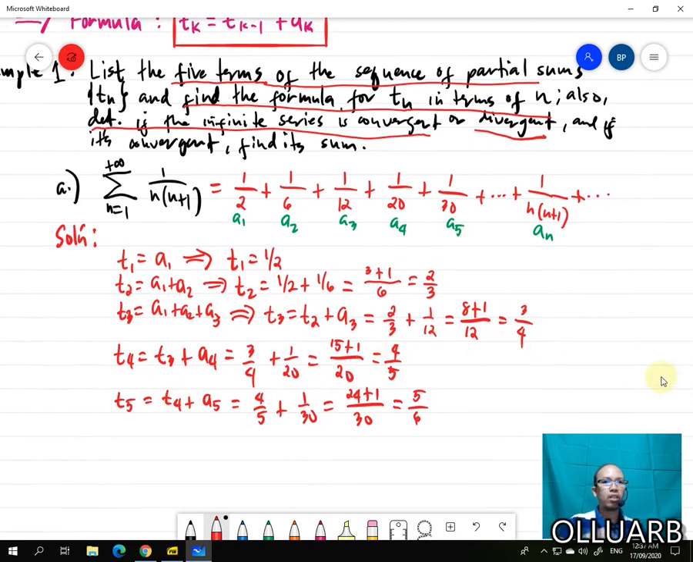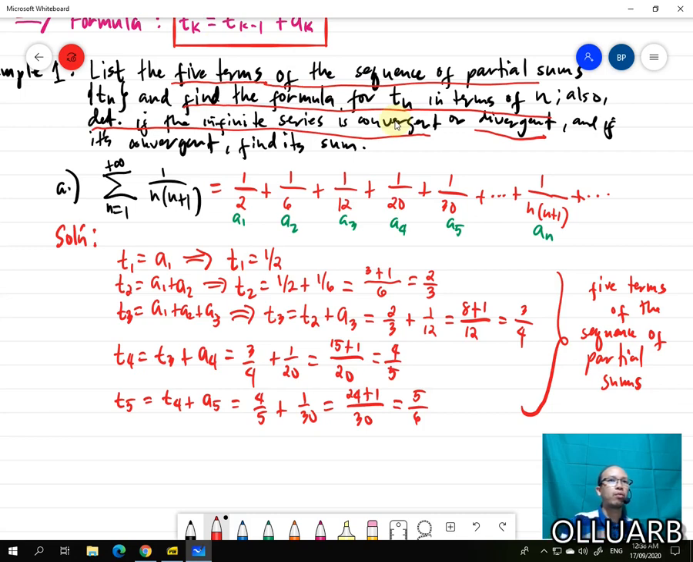So these are the 5 terms of the sequence of partial sums. Okay, so our first question is now answered. So for our second, find the formula for t sub n in terms of n.